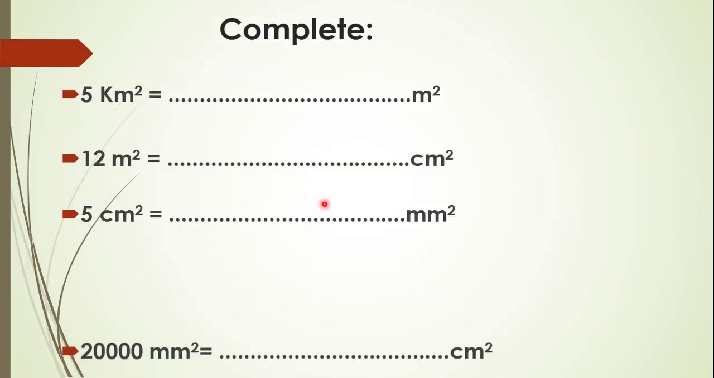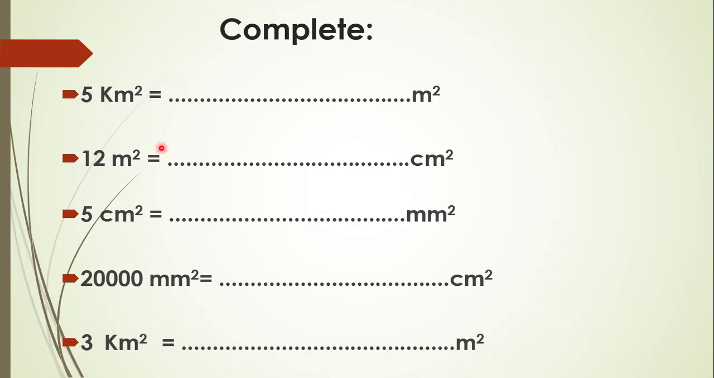We want to complete. The first one here, we have 5 kilometers squared, and I want to convert it to meter squared. As we said, 1 kilometer squared equal 1 million meter squared. So I want to multiply by 1 million. Okay, 5 times 1 million. I'll put the 6 zeros, then 5 times 1 equal 5.